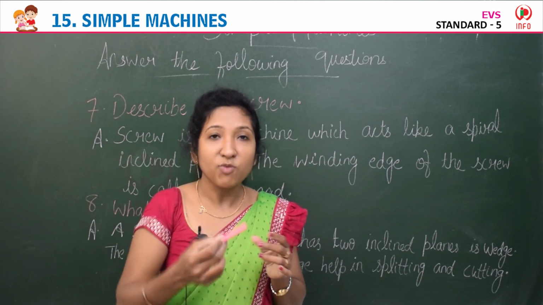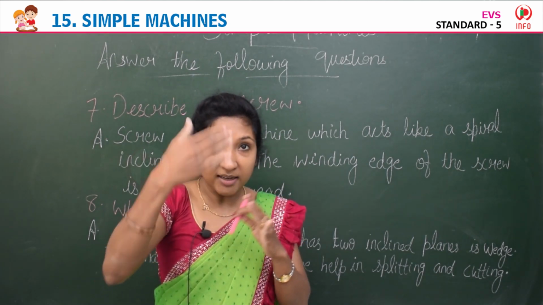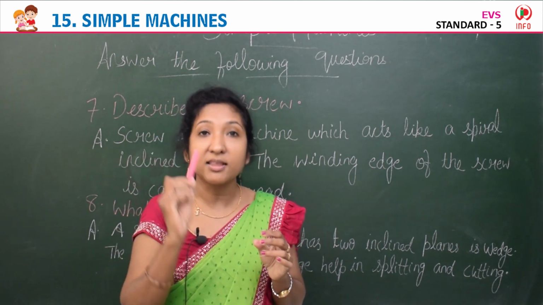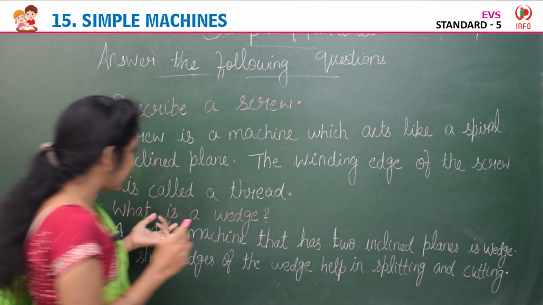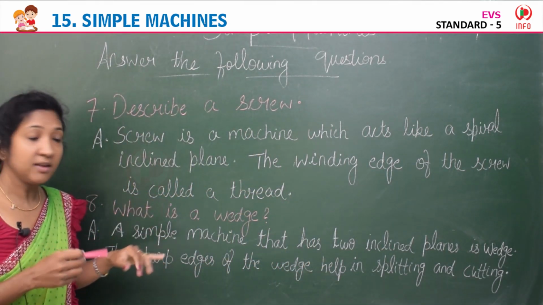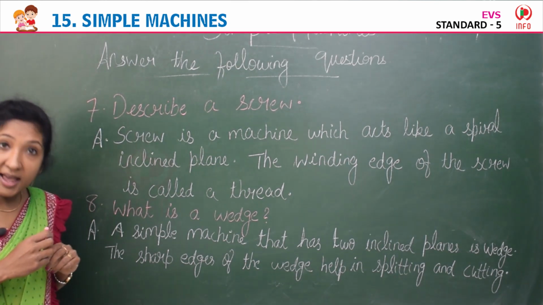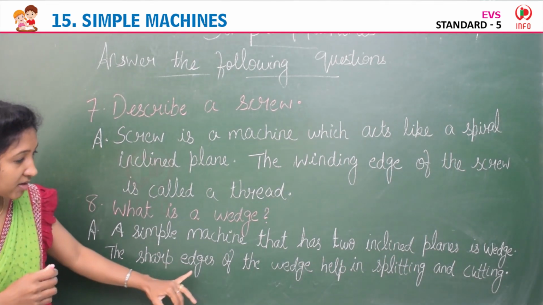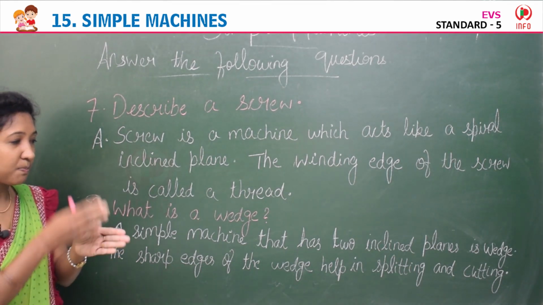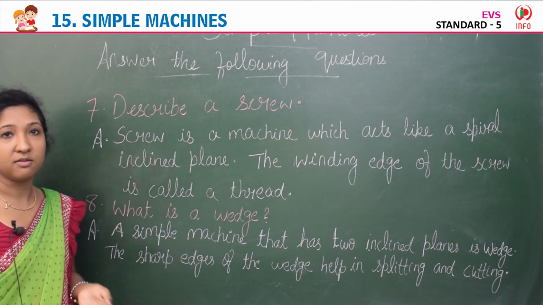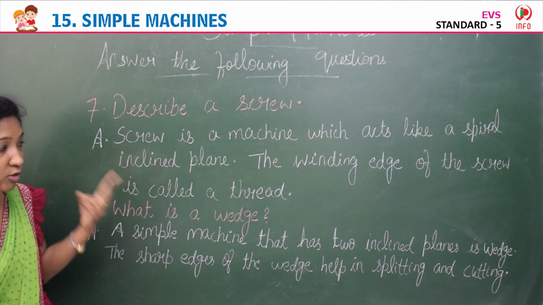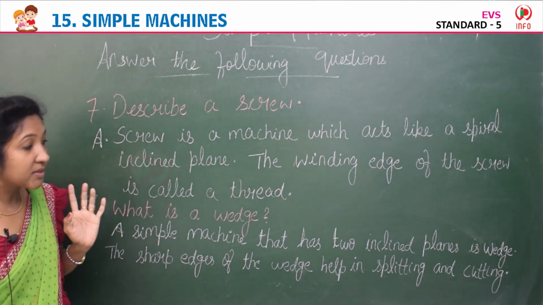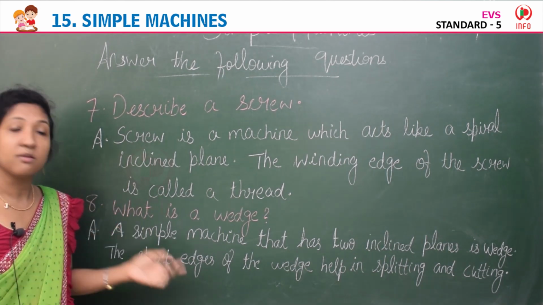Why? When we are biting something, it is getting cut into two parts, isn't it? So our teeth are also an example of a wedge. So what is a wedge? A simple machine that has two inclined planes is a wedge. The sharp edges of the wedge help in splitting and cutting. Okay.